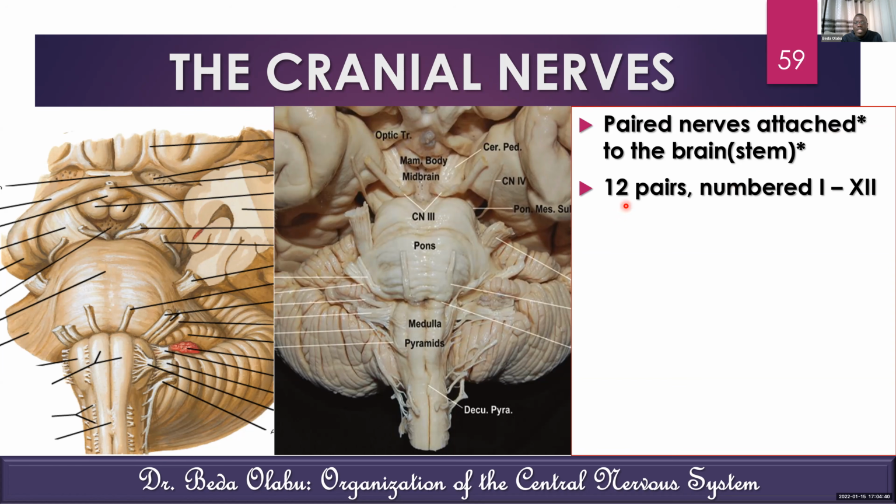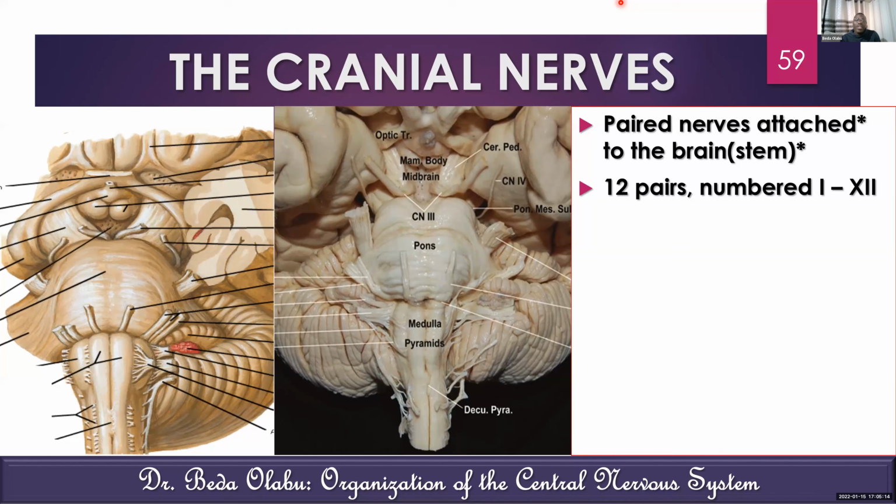As I've mentioned, there are 12 pairs. Conventionally, we name cranial nerves using the Roman numerals, and we name them cranial nerve number 1 up to number 12. Each cranial nerve has a name. I want us to go through those names in this particular session as we address one of the agendas that we had for this class.